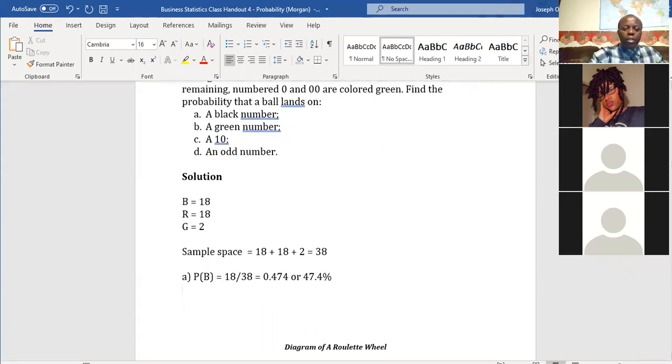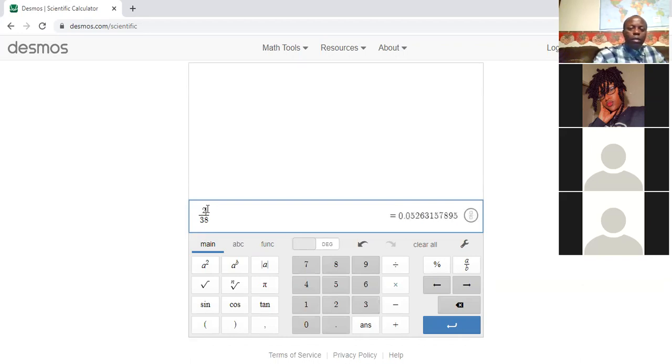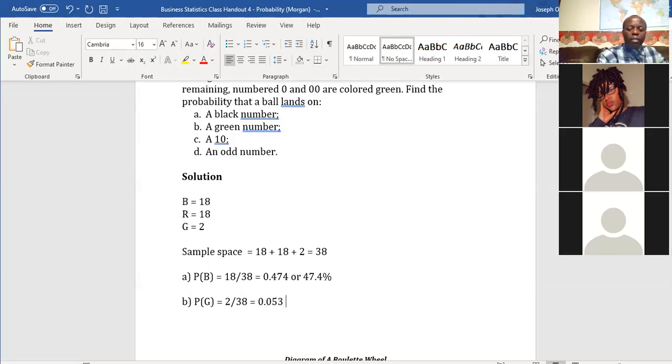Part B says it falls on a green number. So the probability of green: there are only 2 green slots. So you have 2 out of 38. On our Desmos calculator, change this to 2. That gives 0.0526, which is about 0.053. If you like, you can call it a 5.3% chance. Because of this slim probability, the green slot should attract higher wins.